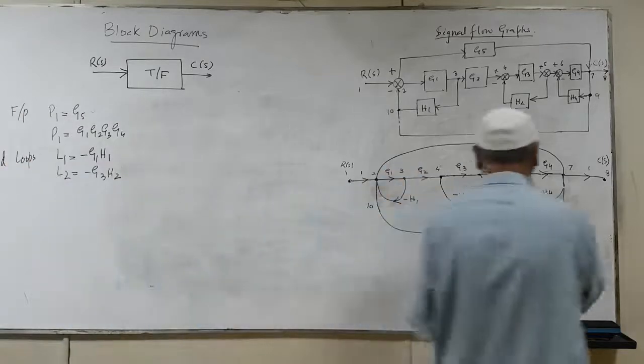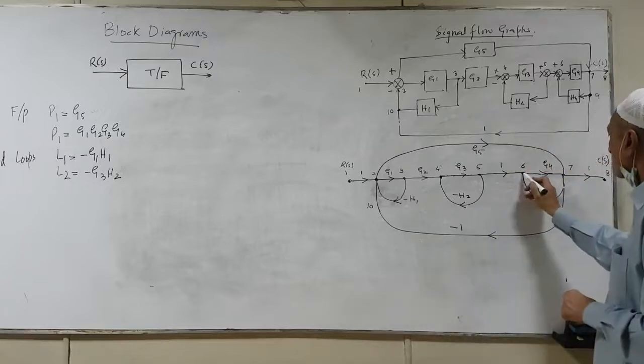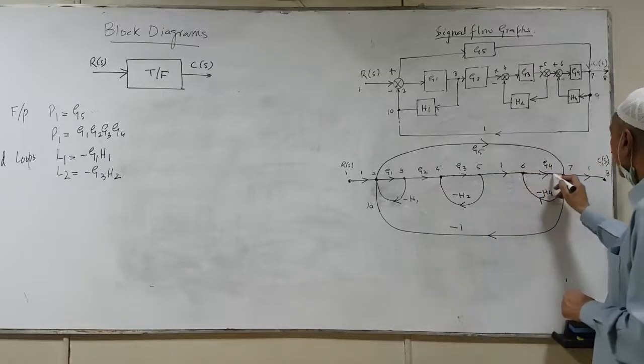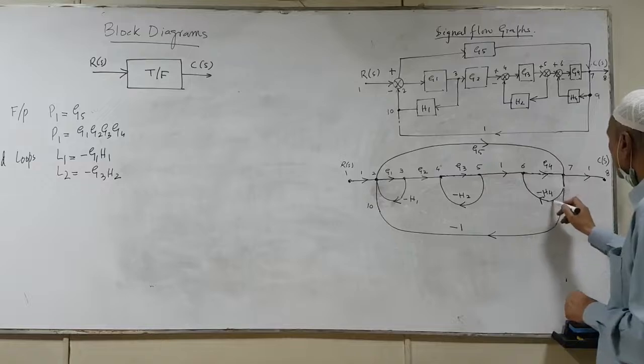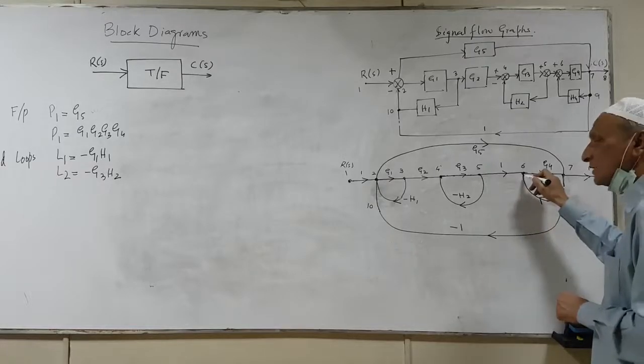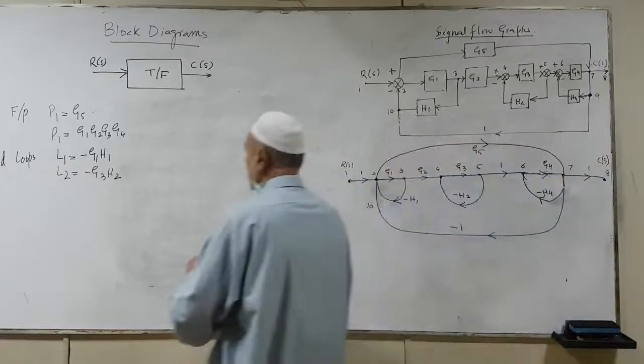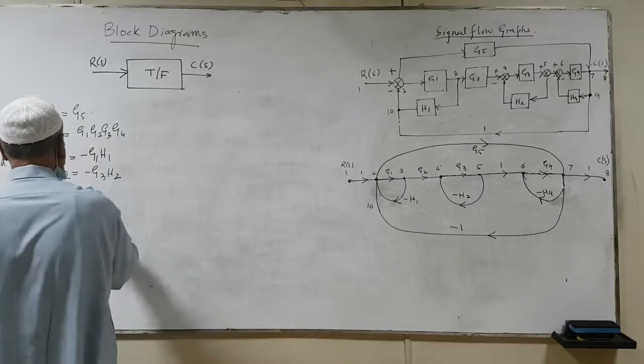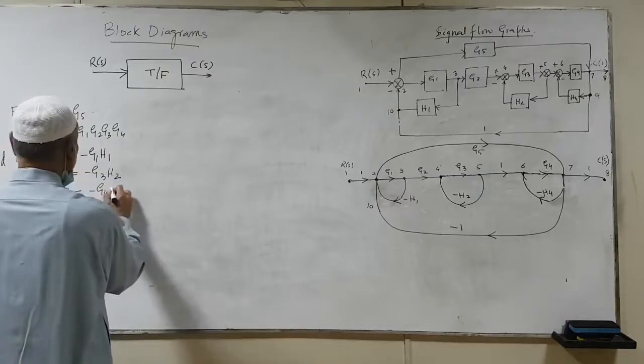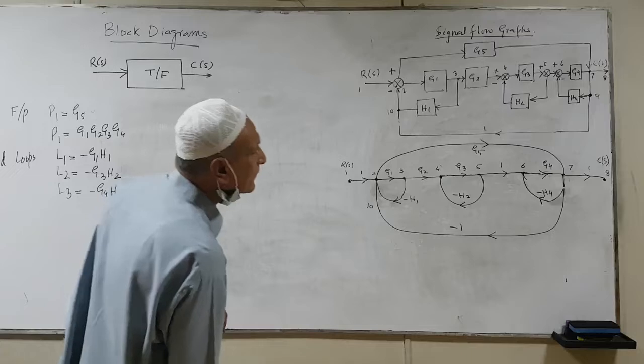Now similarly, we have this loop. Start at 6, go according to the arrow directions, and you come back to the same node. So it is loop number 3, an independent loop, and this is minus G4, H4.